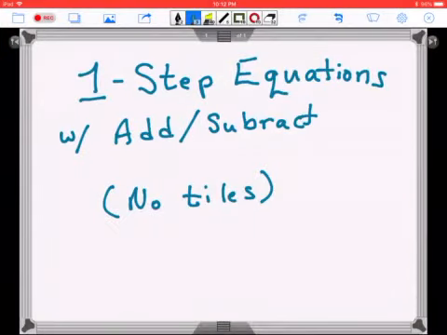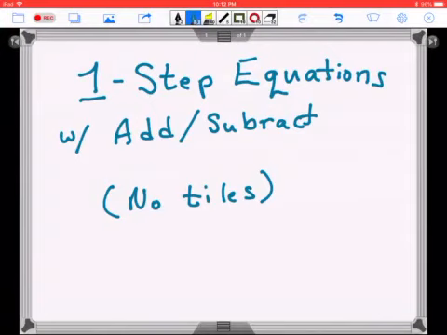Everybody, this is Mrs. Valentine. We're going to do a little bit of practice with one-step equations. All of these problems are going to have adding and subtracting in order to solve them using positives and negatives. And this time we're going to do it with no tiles.